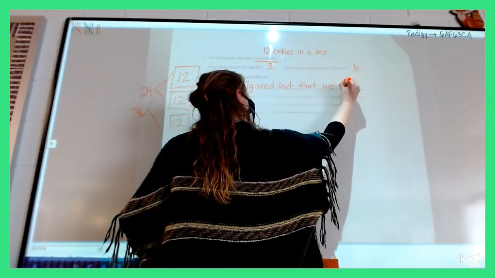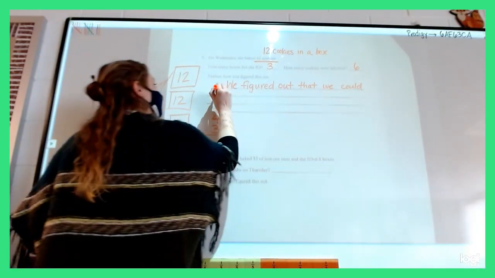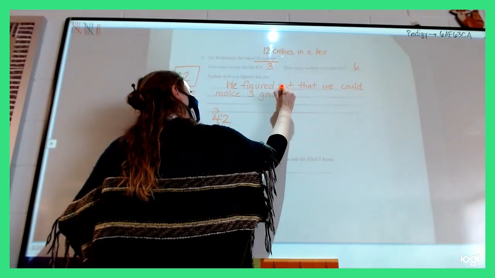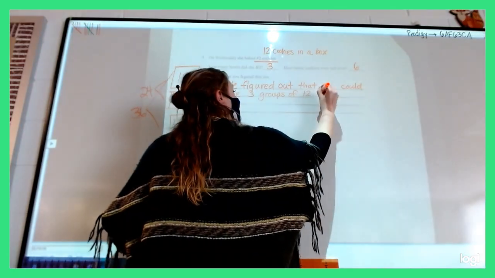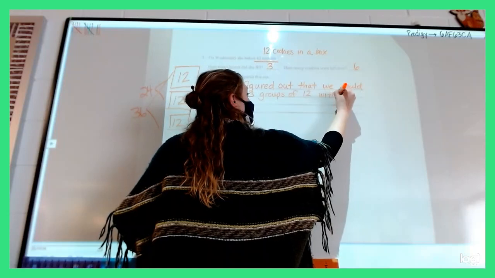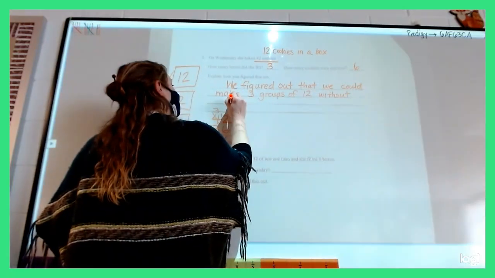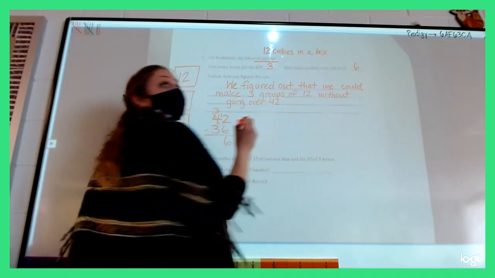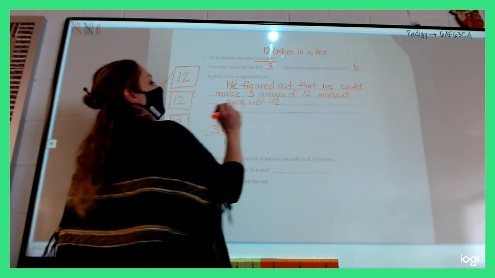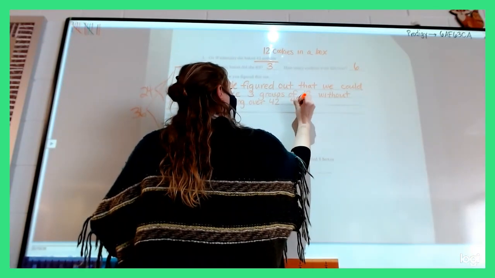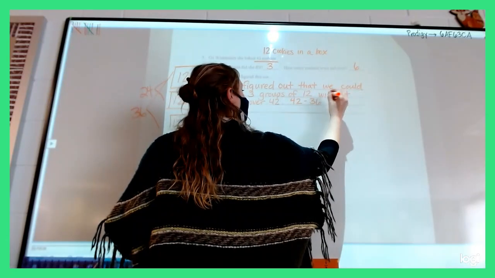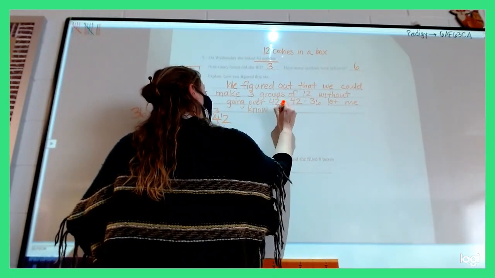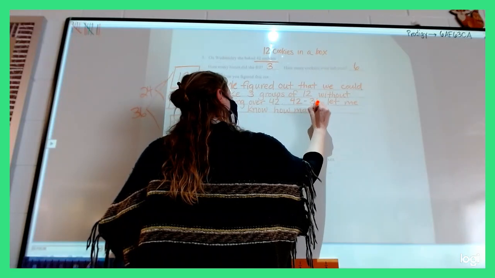that we could make 3 groups of 12 without going over 42. Question. 42 minus 36. Let me know how many were left over. 6.